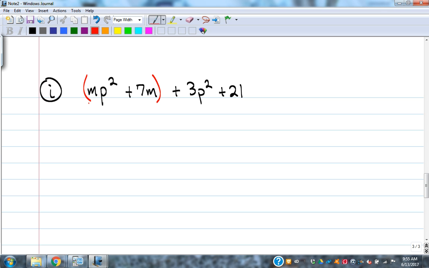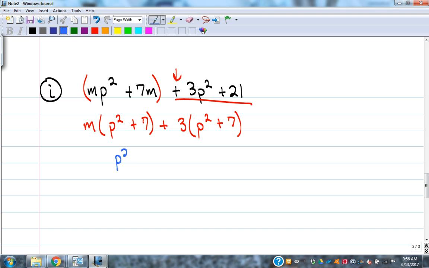So I group the first two together and then the second two together. What's the GCF of the first two? M. They both have an m and nothing else in common. So that's m, and then what's that leave in the parentheses? P squared plus 7. And then the second two, we got 3p squared and 21. It's a plus right there, so that's a plus in the middle. What do 3 and 21 have in common? 3. P squared plus 3 times what's 21? 7. What do you know? Matching parentheses. Did it right again.